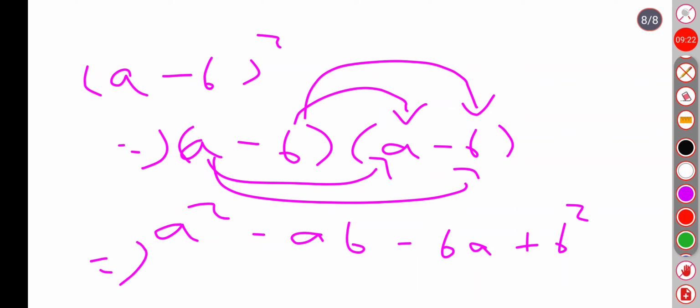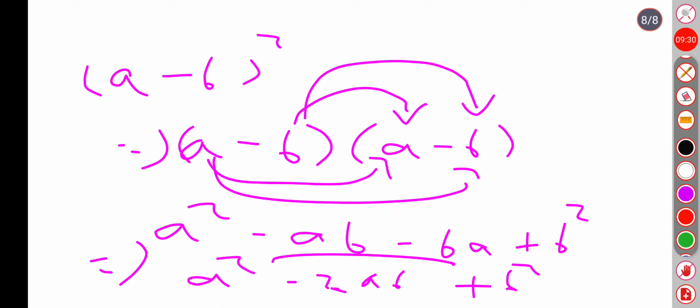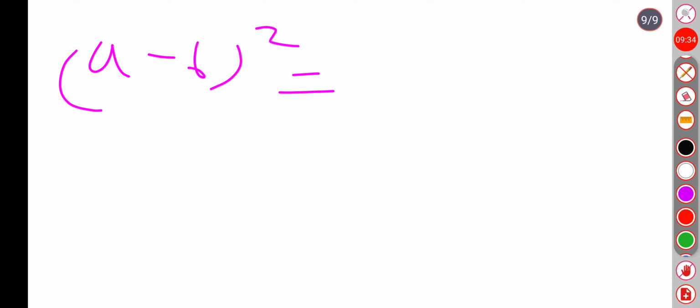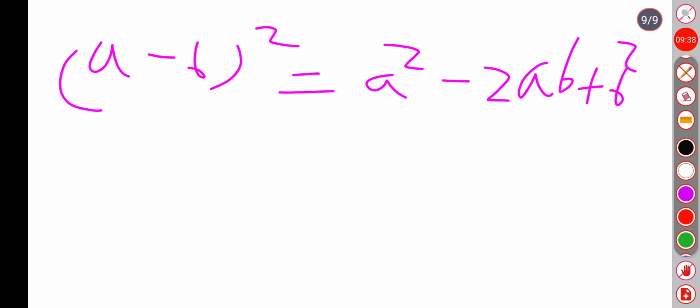Now this could be written as a square minus 2ab. Adding these two things, a square minus 2ab plus b square, which would give us (a minus b) the whole square equal to a square minus 2ab plus b square. Okay, (a minus b) the whole square equal to a square minus 2ab plus b square. Now how can we expand using this?